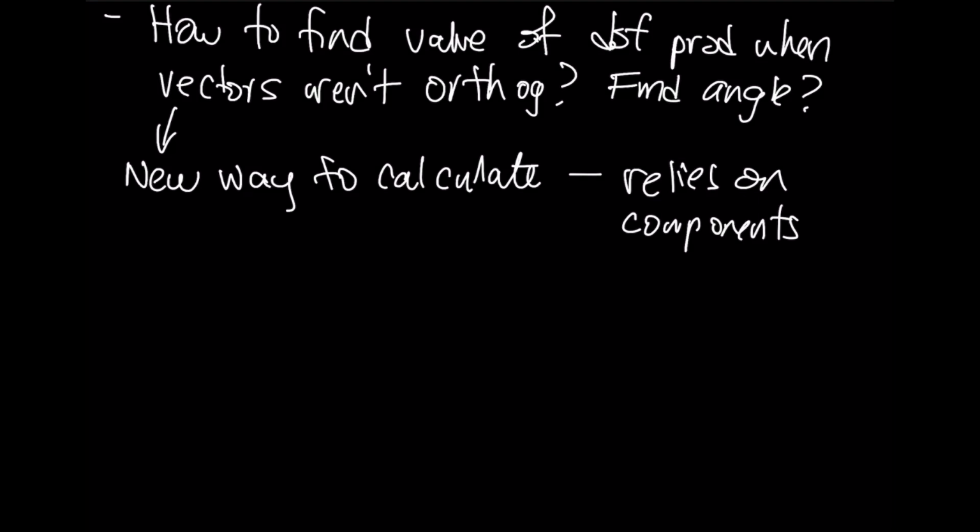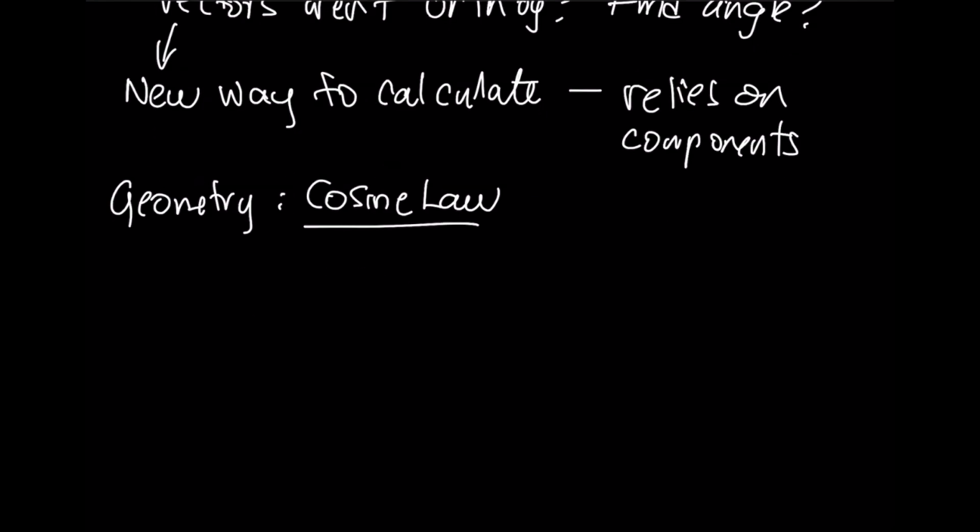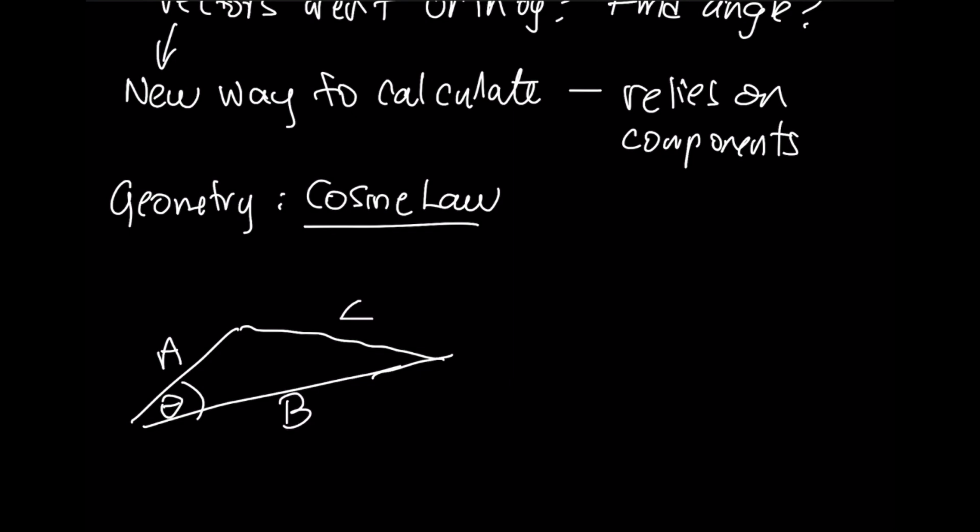We're going to use geometry one more time to try to get us this alternate version. Now, the geometry that is useful here is something called the cosine law. If you've got a triangle like this that's very general, and there's some angle here, and we're going to call this length A, B, and C, the length of the side across from the angle, that's going to be C squared, is A squared plus B squared minus 2AB cosine of theta.